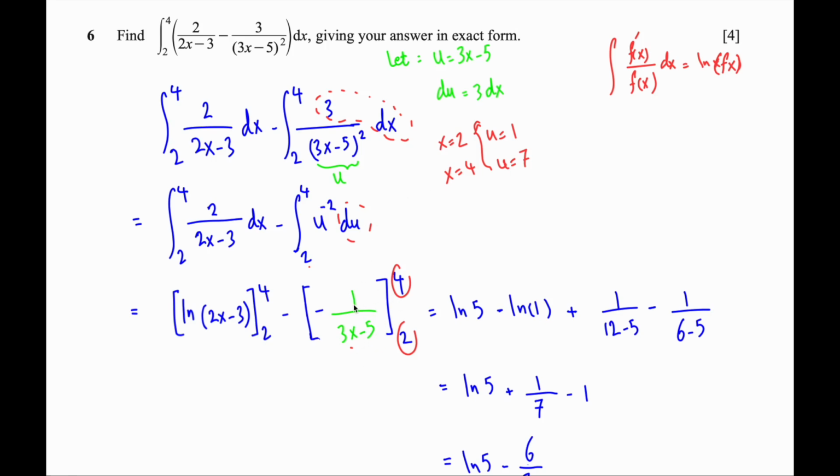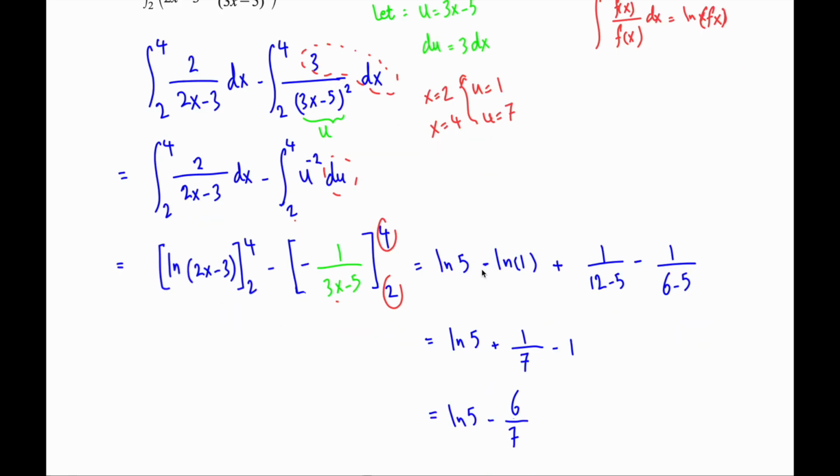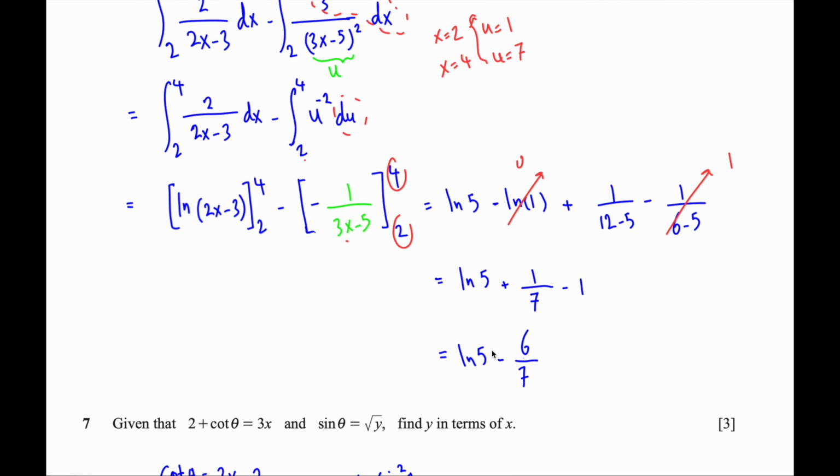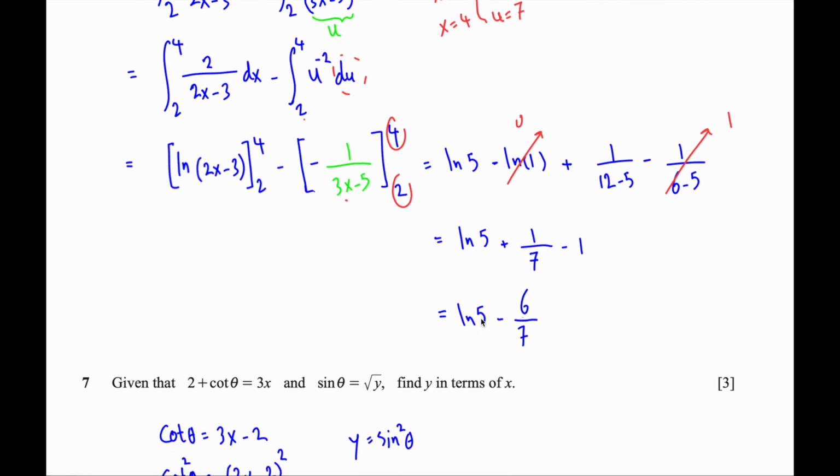common mistakes happen. After you take integration, you just use the limits of your integration here. You make the substitution. You have ln 5 minus ln 1, which is basically 0. And you have 1 over 12 minus 5 minus 1 over 6 minus 5, which is also just 1. And you simplify, you get this: ln 5 minus 6 over 7.